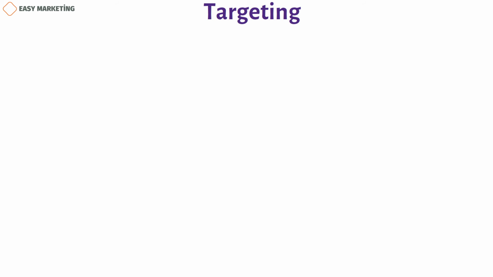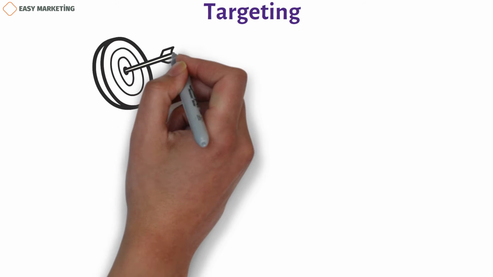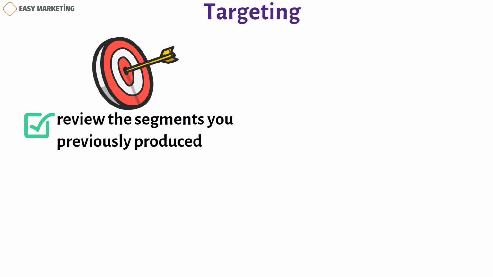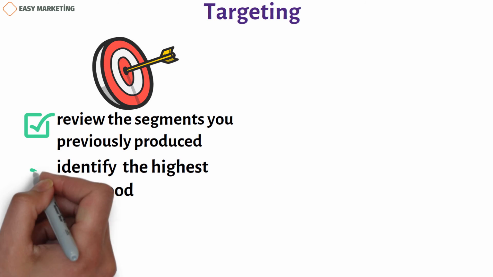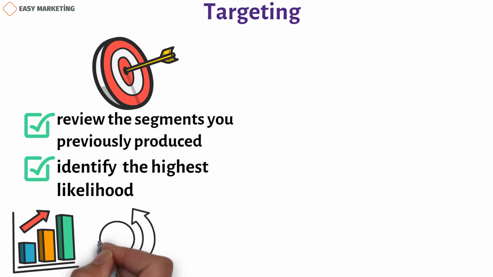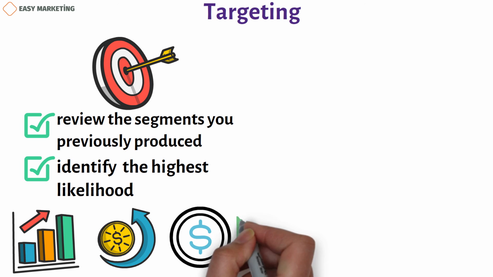Targeting. The STP marketing model's second step is targeting. Here, your major objective is to review the segments you previously produced and identify which of those segments has the highest likelihood of achieving the target conversions. A market segment with strong growth, great profitability, and minimal acquisition costs is your ideal one.